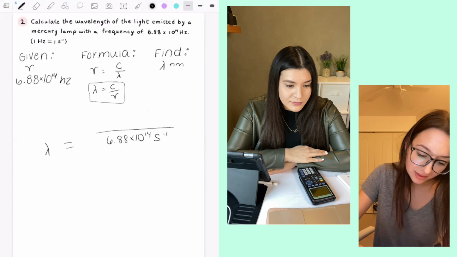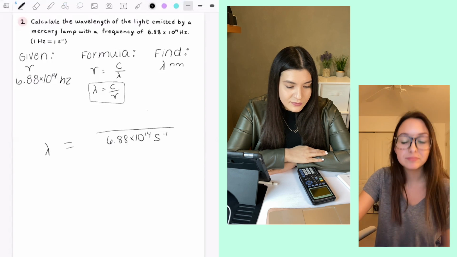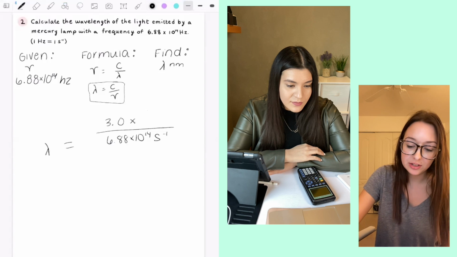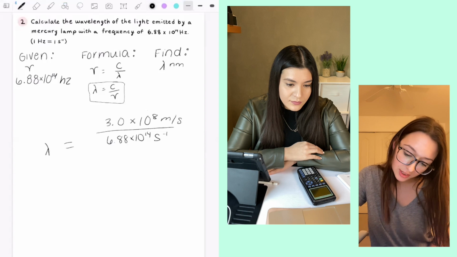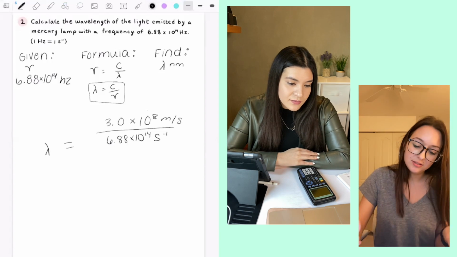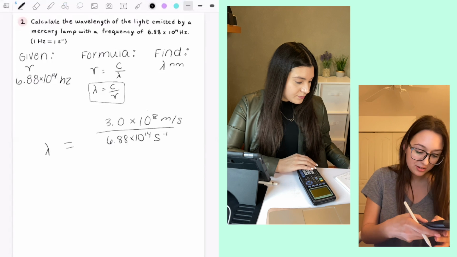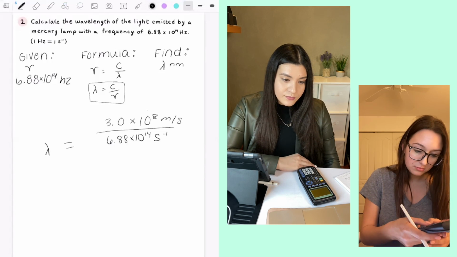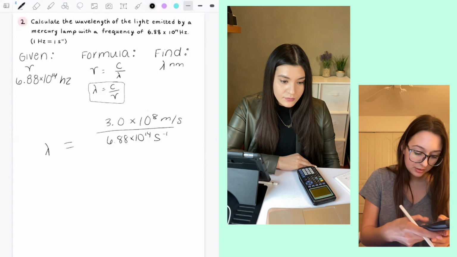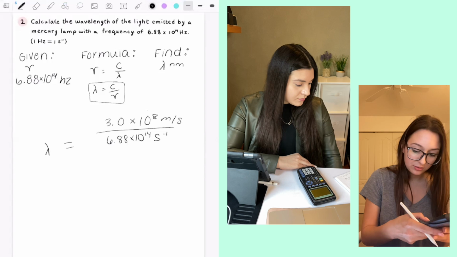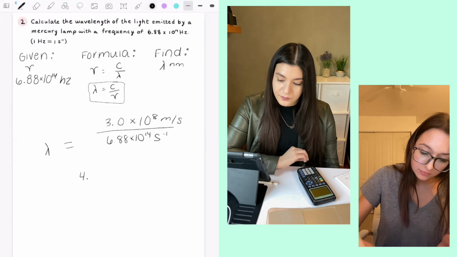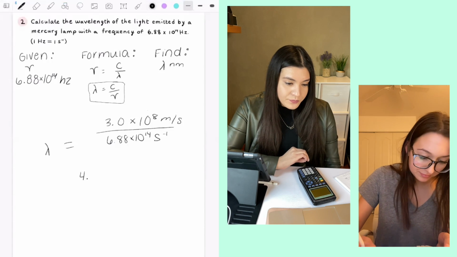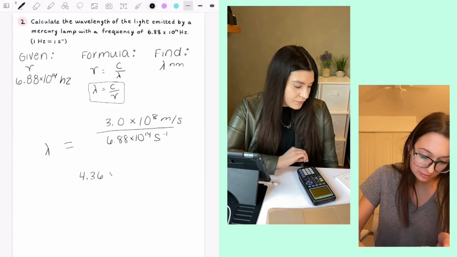Over the C, which is the 3.0 times 10 to the 8th meters per second. Perfect. Now we're going to end in meters. Divided by 6.8 times 10 to the... Okay, and we're going to do 3 sig figs. Good.